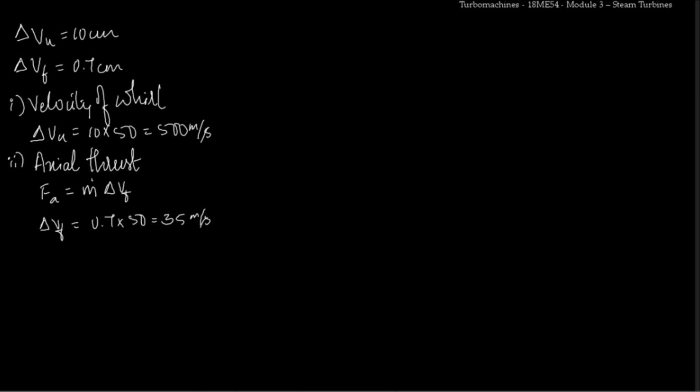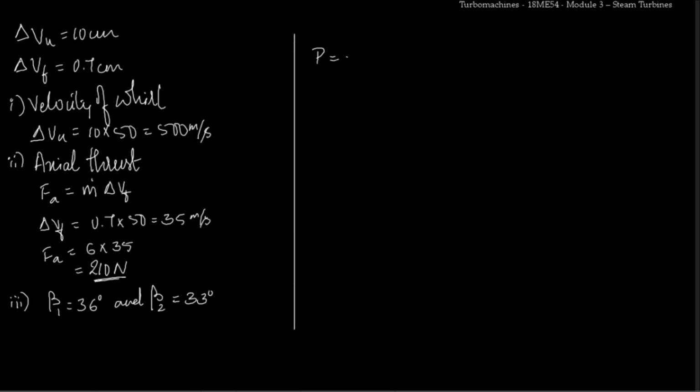And when we calculate the force, the force FA or the axial thrust will be equal to mass flow rate, 6 kg per second, multiplied by 35, so we get it as 210 newtons. This is the force exerted in the axial direction. Then we had to find out the blade angles, which we have already measured. So beta 1 is around 36 degree and beta 2 is around 33 degree, that is 3 degree less than beta 1. Now we need to find out the power.